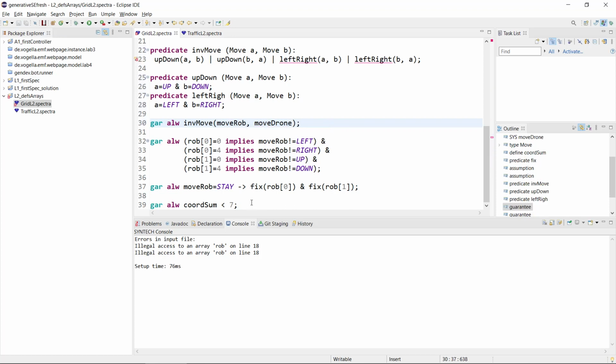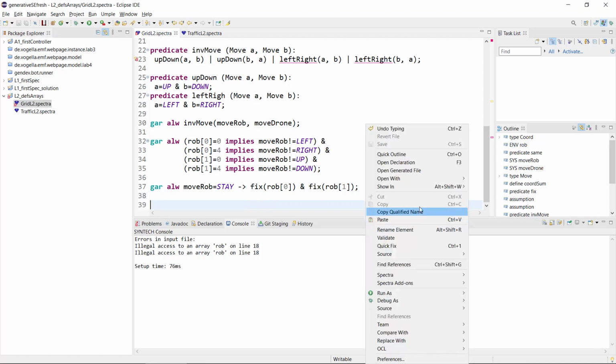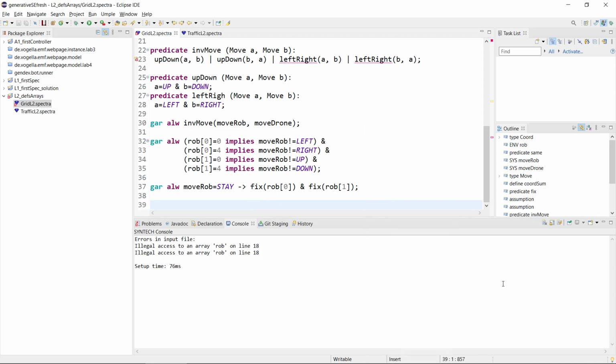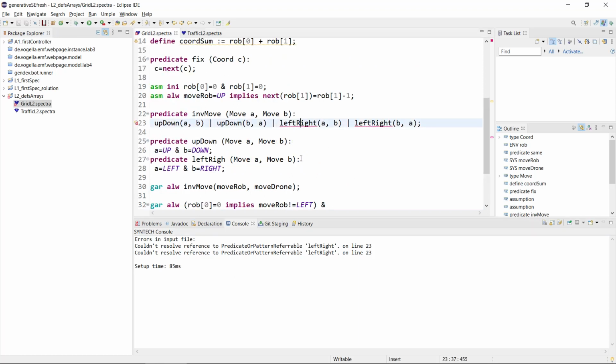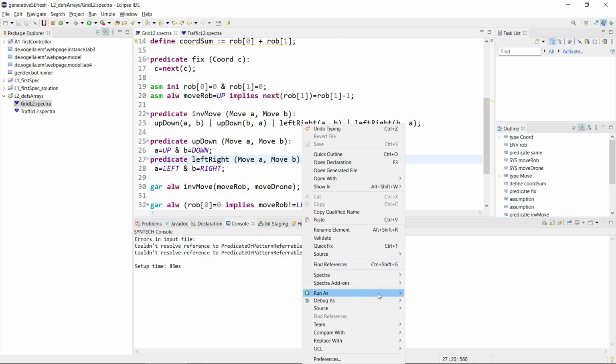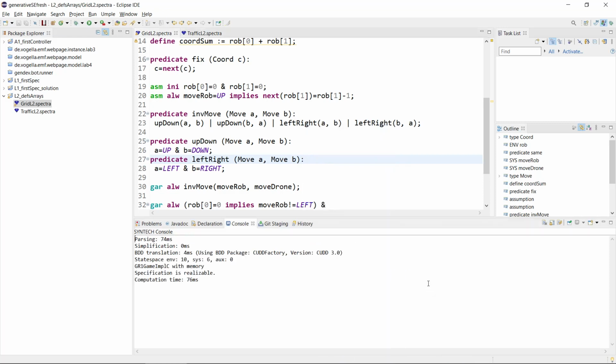We already had this thing unrealizable before because of this coordinate sum here, so let's remove that now and check realizability. Can't resolve left right because this doesn't exist. Now it should look better. Yep, now this is realizable.